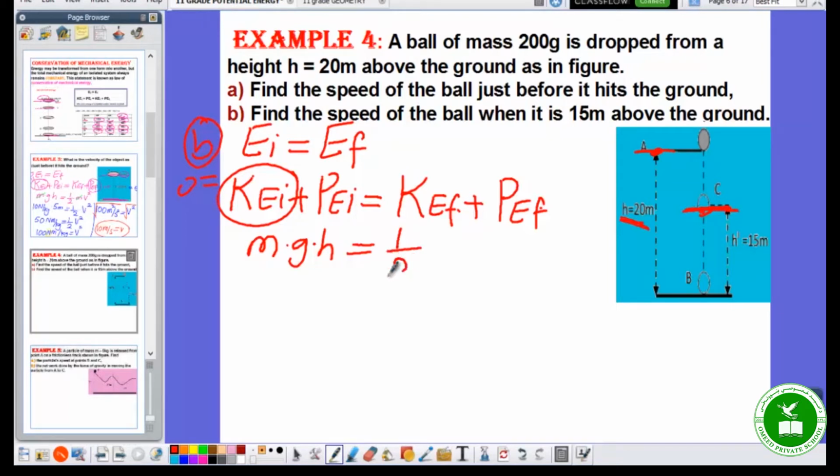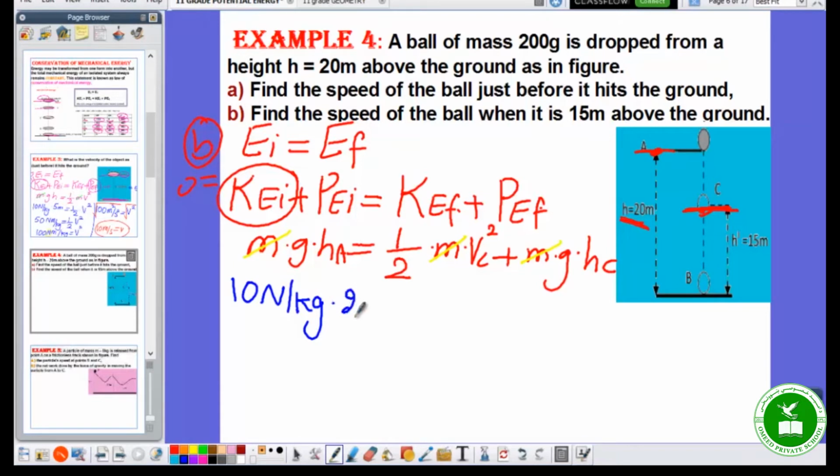Okay, then 1 over 2 into M into VC square plus M times G times H of C, H of A. Okay, now you see again we have common factor mass, cancel. Now we calculate remaining parts. G, you know, 10 Newton per kg times height of point A is 20 meter should be equal to 1 over 2 VC square plus 10 Newton per kg times height of C is 15 meter.